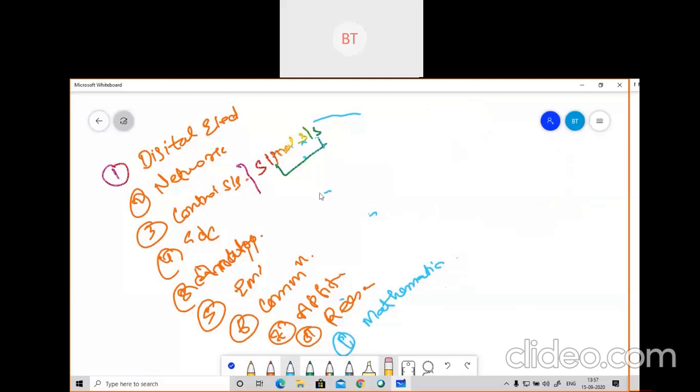Microprocessor is there, and it is also very simple. I'll put it here with digital electronics. If you are clear with digital electronics, microprocessor you can also do. So see how I will tell you how to study. These are the subjects of your electronics.